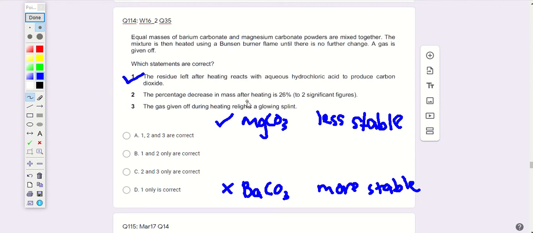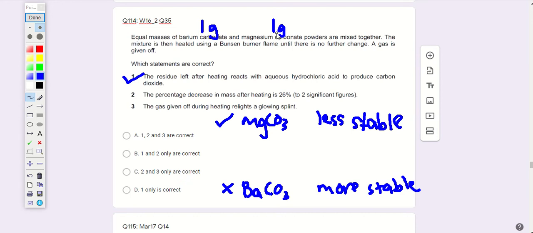Now statement 2, the percentage decrease in mass after heating is 26%. Now we look at the question again. They mix barium carbonate and magnesium carbonate in equal masses, meaning if I mix 1 gram of barium carbonate, I need to add 1 gram of magnesium carbonate also. That's why equal, the mass is equal. So they are asking, if I mix 1 gram of barium carbonate and 1 gram of magnesium carbonate together, what is the percentage decrease in mass after I heat? Because only magnesium carbonate decomposed, barium carbonate didn't decompose, right?